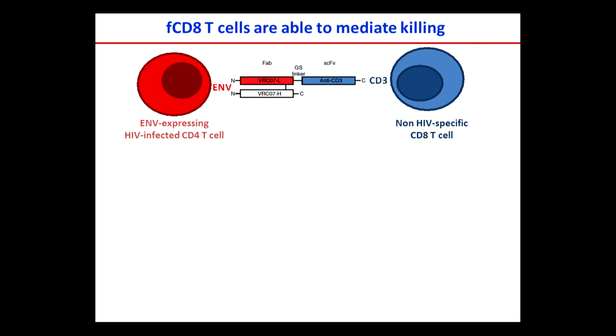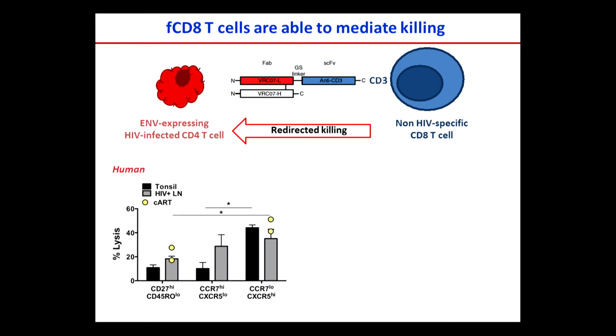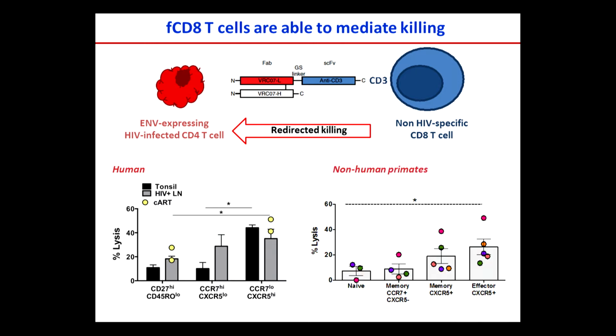When we do this type of assay with different populations sorted from lymph nodes, what we find is that the population from either a tonsil or an HIV-infected lymph node that has the best cytolytic capacity is the CCR7 low, CXCR5 high cell. And that's true in an HIV-infected lymph node or an SIV-infected monkey lymph node.